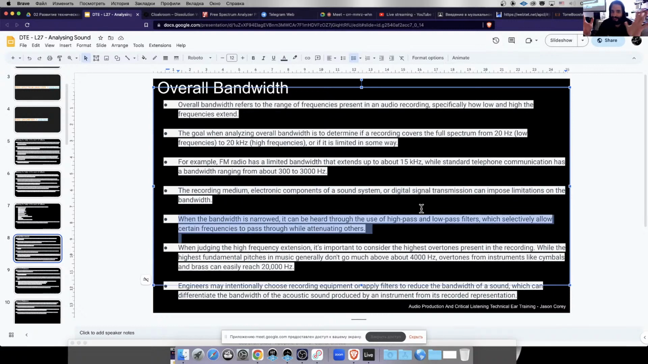Well, obviously the recording medium affects the bandwidth. Clearly, when the bandwidth is narrowed, you can hear it, as if you're running a high pass or a low pass. It's very obvious. And when judging the high frequency extension, it's important to consider high overtones present in the recording. Let me read this one second and analyze it.